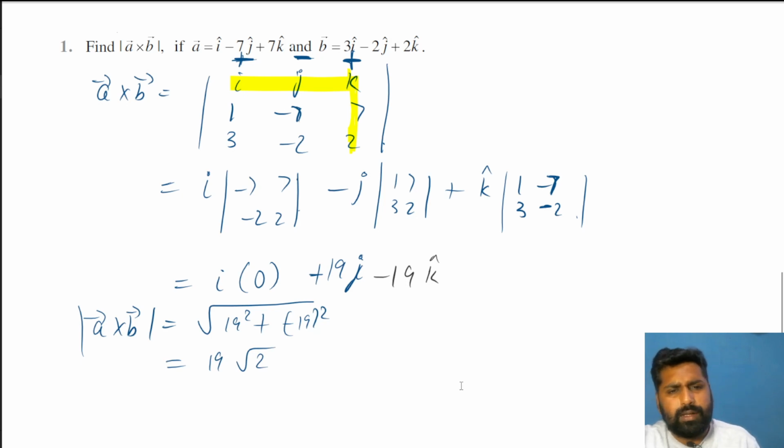Yes, slightly lengthy, you can see. You have to open the determinant and be very careful. I've shown multiple steps. If you are comfortable, no need to write it like this. Directly calculate your ijk accordingly. Okay, all right, this is done. Let's look at the next question.